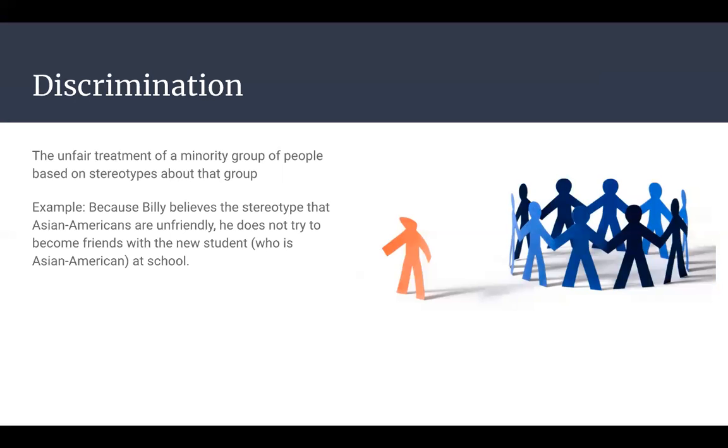Discrimination. The unfair treatment of a minority group of people based on stereotypes about that group. Example. Because Billy believes a stereotype that Asian Americans are unfriendly, he does not try to become friends with the new student who is Asian American at school.